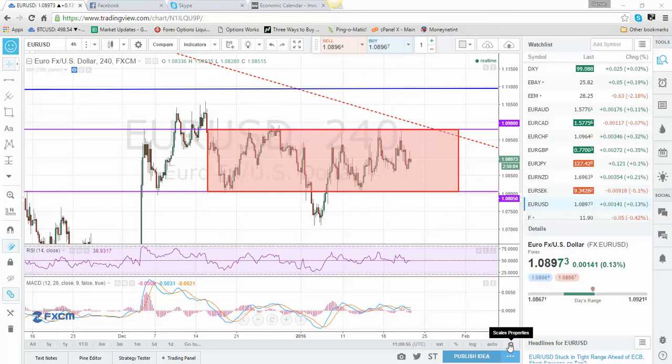One of the most weighted events for this week is the ECB meeting and also the Mario Draghi press conference that is going to be in a few hours from now. So many traders are asking how to trade the euro dollar for this event.